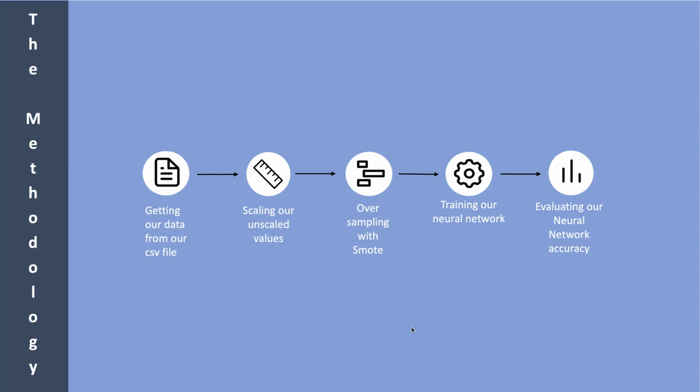Here I have given an overview of how our model will work. First, we will import our data from the CSV file. Then we will scale our unscaled values, oversample using SMOTE, train our neural network, and evaluate our neural network accuracy. Don't worry about these terms, they will be explained shortly.